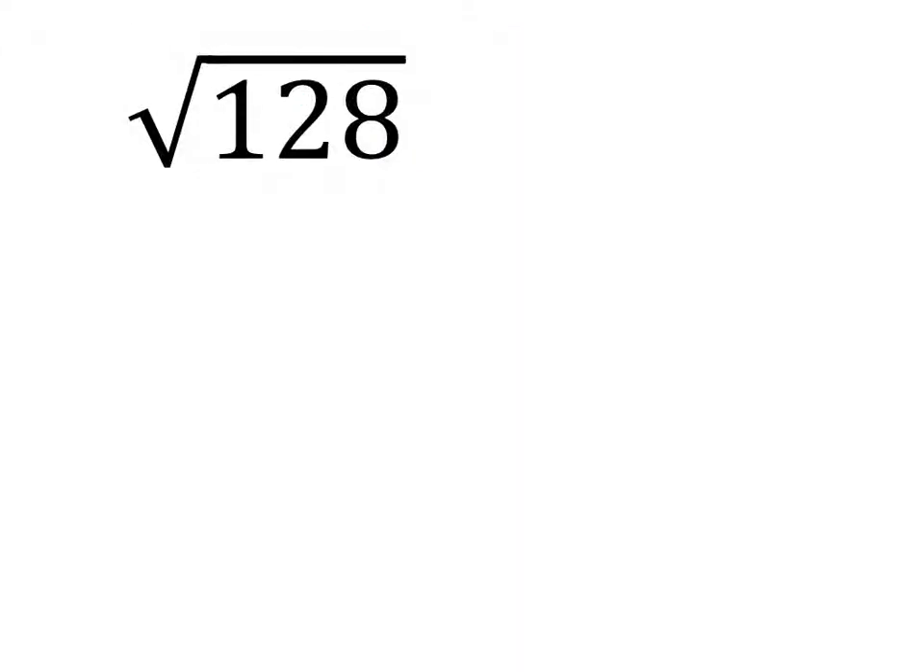Alright, so 128, this is method 2. So we're going to break this up. Now you can find a factor of 2, but you don't necessarily need to. Some of us can see that 4 will go into this thing 32 times. And 4 can break up into 2 and 2, which are both prime.